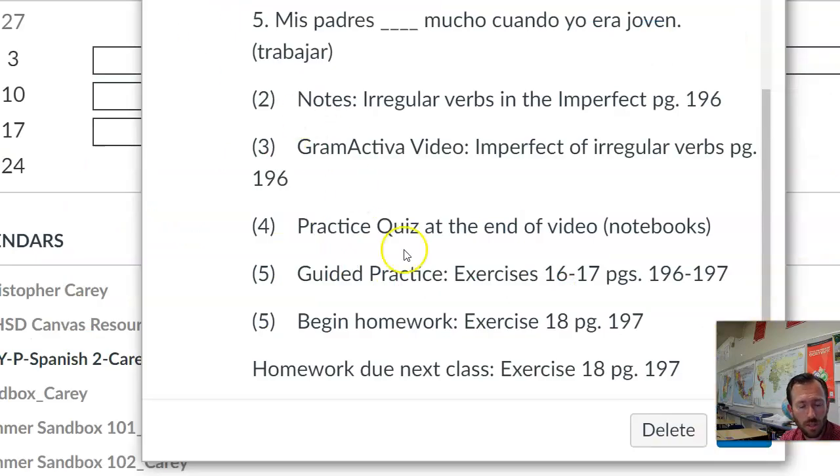And that is your homework. Thank you for your patience. Going through those together. Exercise 18, page 197. Submit those in Canvas. And I will see you all again next class.